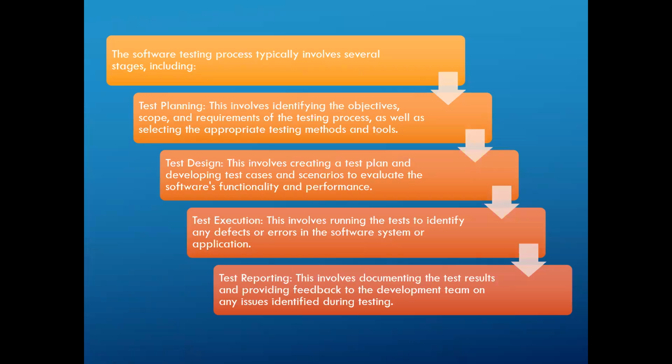Here we have a process for this. The software testing process typically involves several stages: test planning, design, execution, and reporting. We are going to discuss this in detail. This is called STLC, the software testing life cycle. In this life cycle, we have different phases. First is test planning.